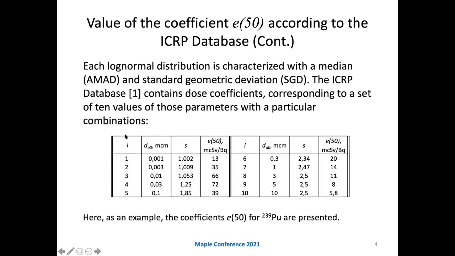But here on this slide, we present an example of this ICRP database table for plutonium-239. And here we have 10 log-normal distributions, i running from 1 to 10. And each log-normal distribution corresponds to a dose coefficient with the proper set of parameters, which is a diameter and a standard geometric deviation.